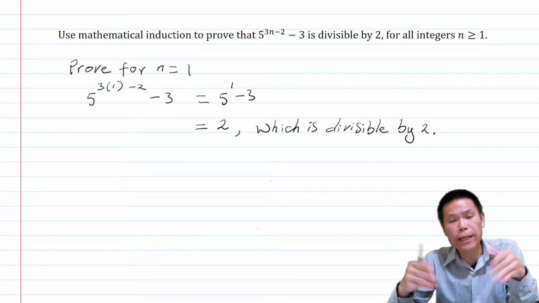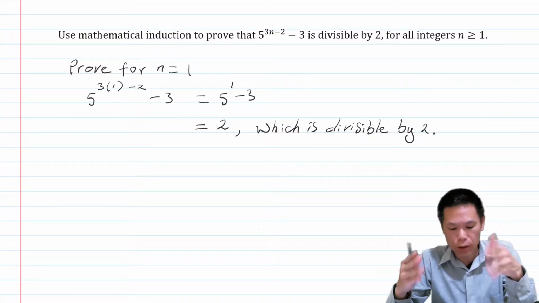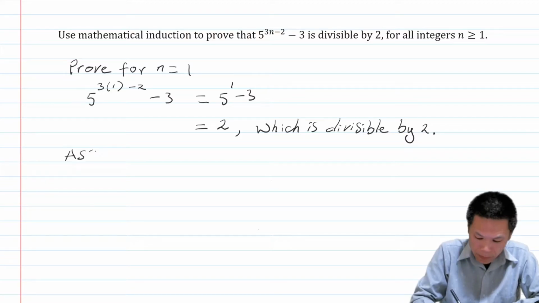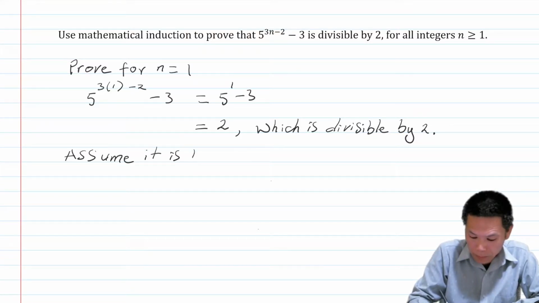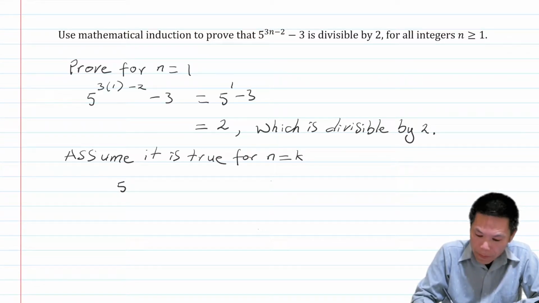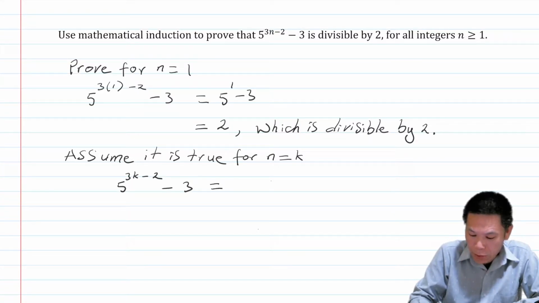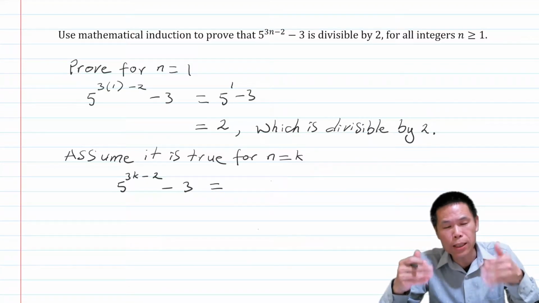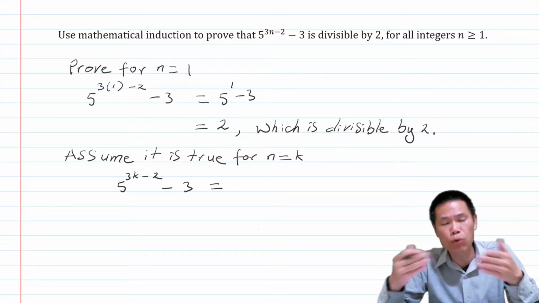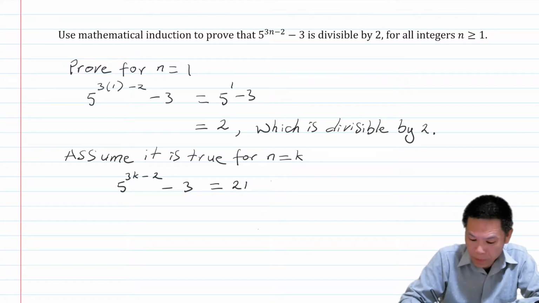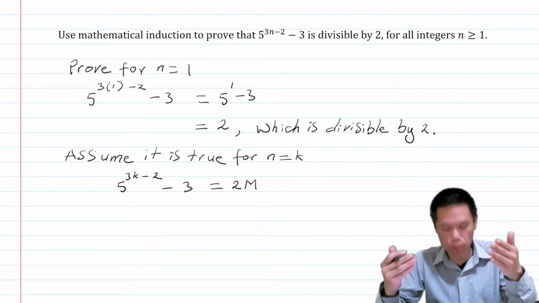Now we assume that it is true for n equal k. So in other words, we replace n with k. So that is 5 to the power of 3k minus 2, minus 3, is equal to, now if this statement is true, that means it is a multiple of 2, right? So it's 2 times a number because it's a multiple of 2. So I just write it is equal to 2m. There you go, because it's a multiple of 2.